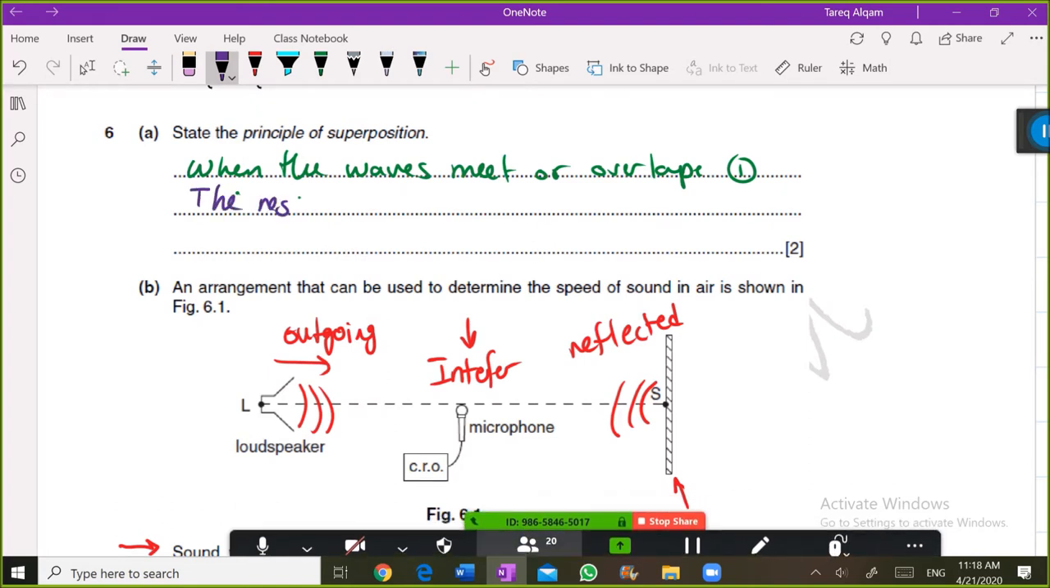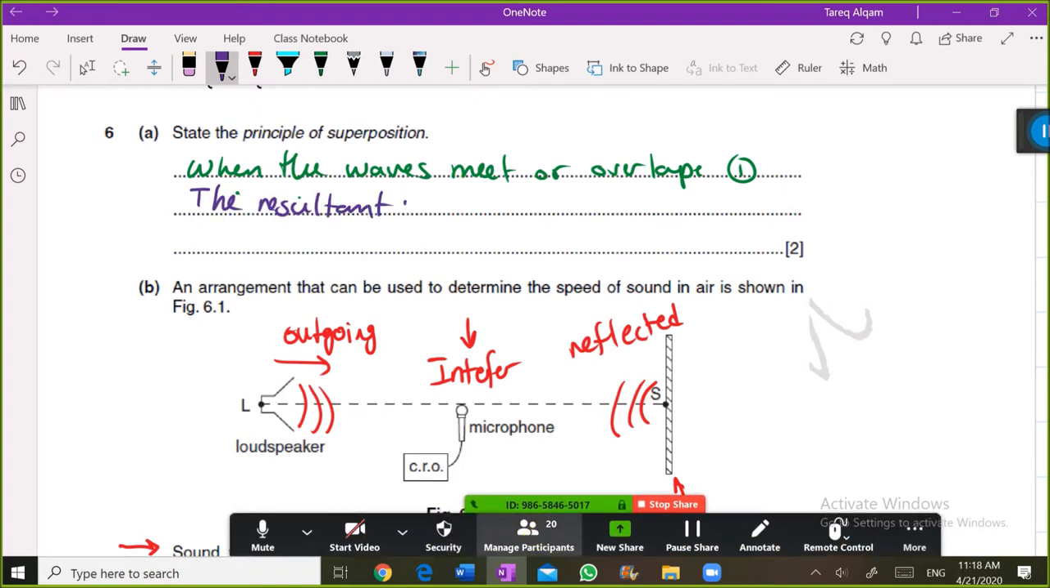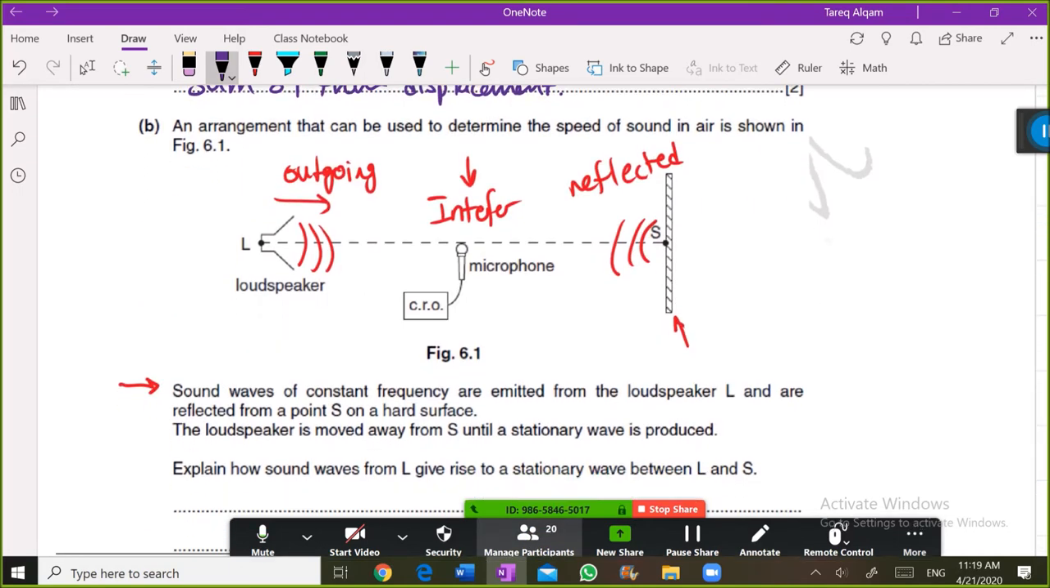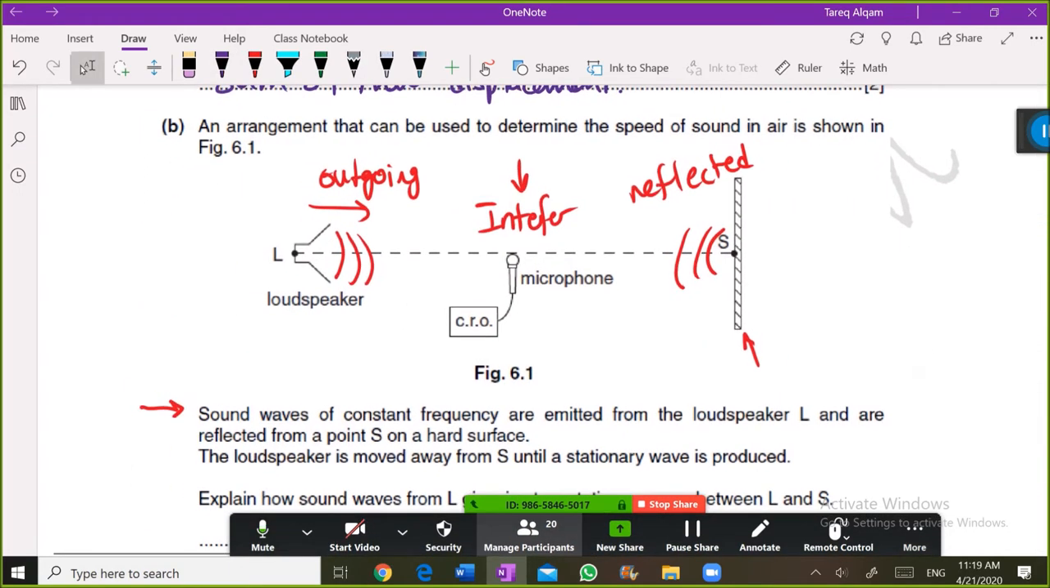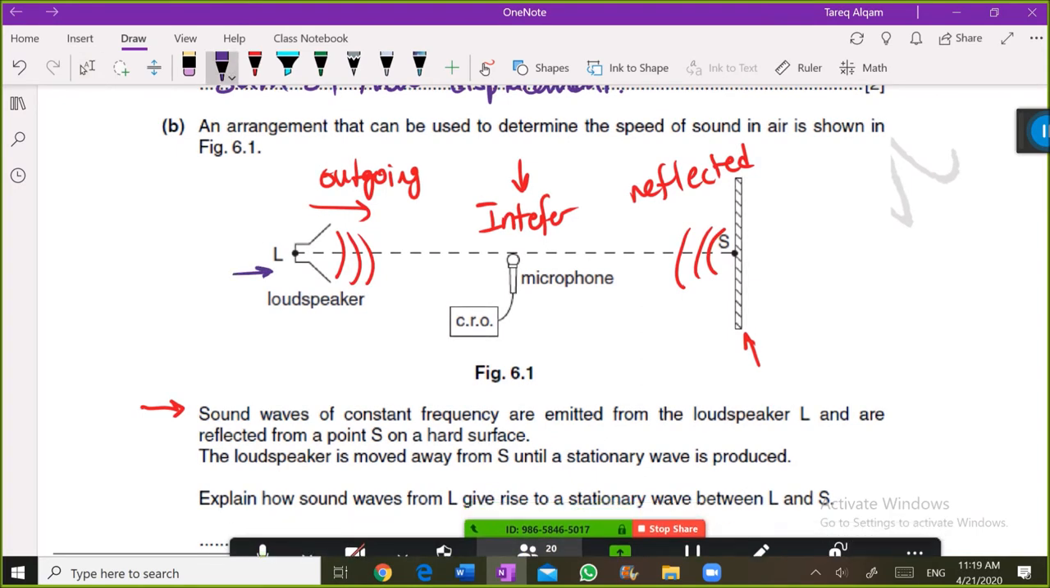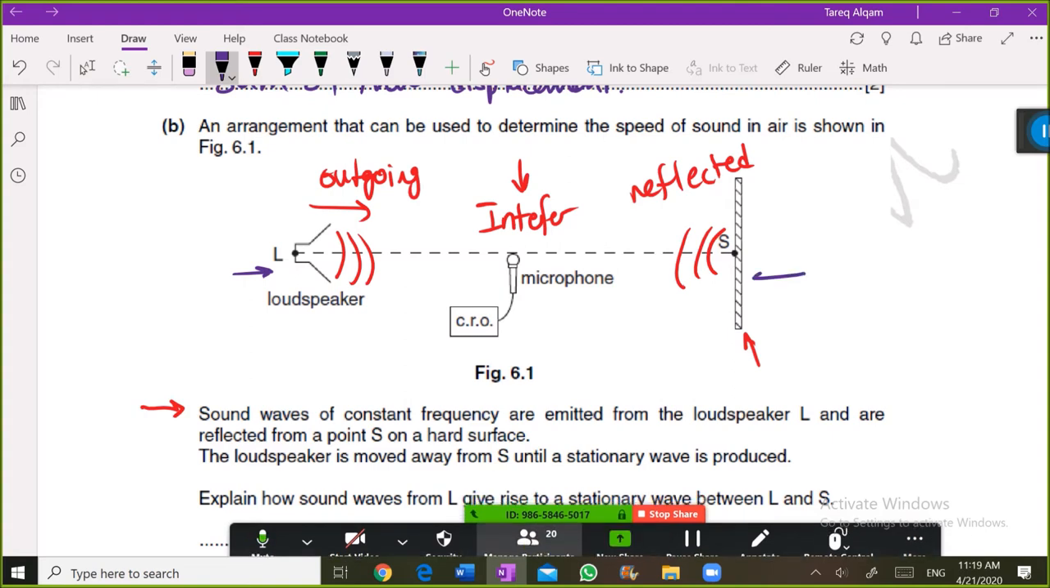The resultant wave displacement is a vector sum of their displacements at each position. Here, guys, another experiment, if you remember, to investigate standing waves. Here we have a signal generator, loudspeaker, microphone, and what? A reflector.